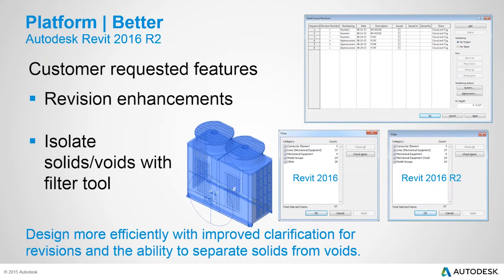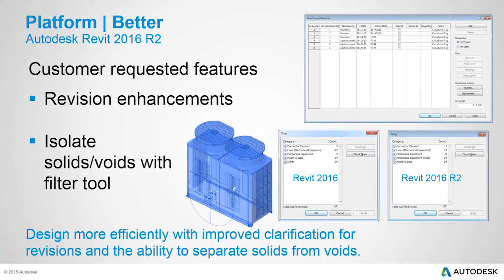Okay. Another one is the ability to isolate solids and voids using one of the filter tools. For complicated families containing many geometries, it has always been pretty difficult to do a multi-select of only void or only solid geometries to make bulk changes. Now this new feature allows the use of filter tools to separate solids from voids by separating them into two different items in the filter list.